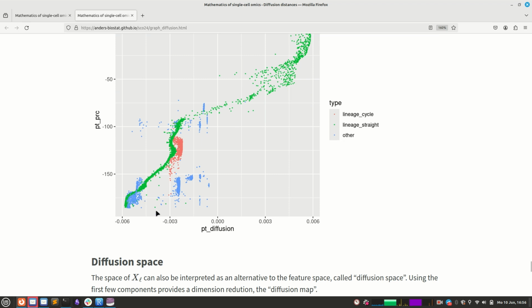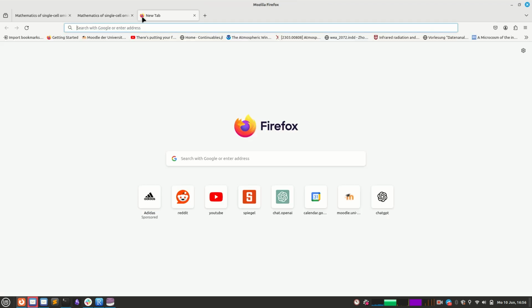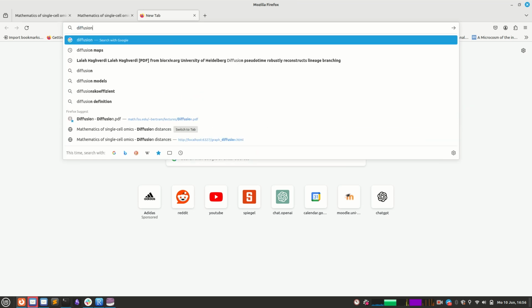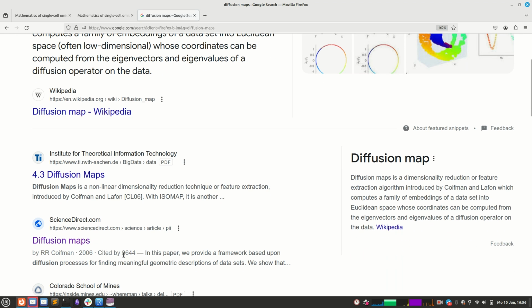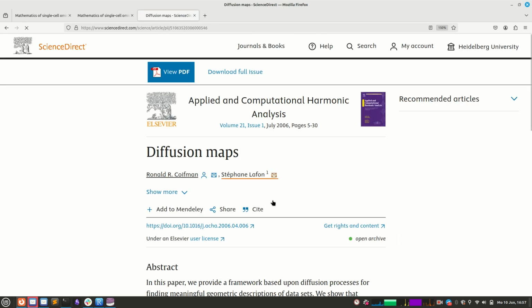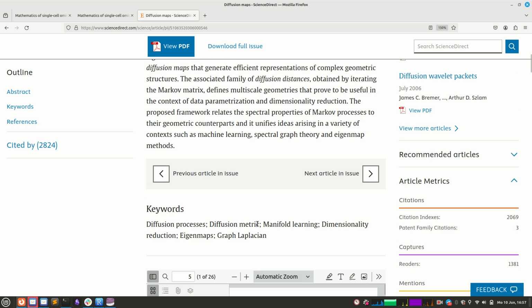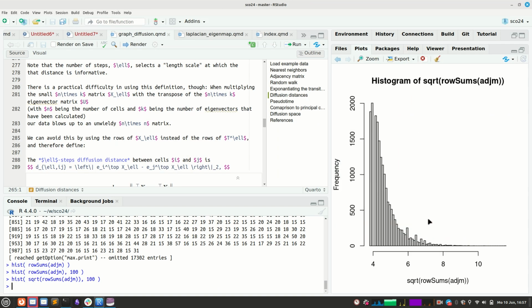Before I finish with that, I wanted to show you a few more aspects of this so-called diffusion space, this idea of Coifman and Lafon. Let me show you the paper, by the way. Diffusion Maps. So here, cited 3,600 times. And this was this paper of, when did they write that? 2006.